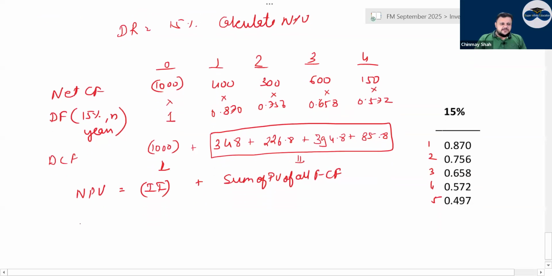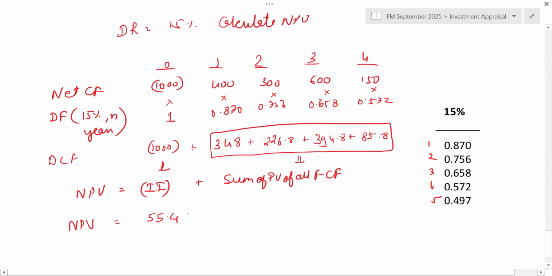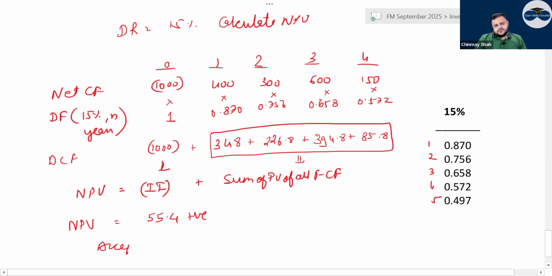Negative initial investment. Tell me how much is NPV. Add all of them together. Is it 55.4, positive or negative? Positive. That means accept the project or reject the project? Accept the project.